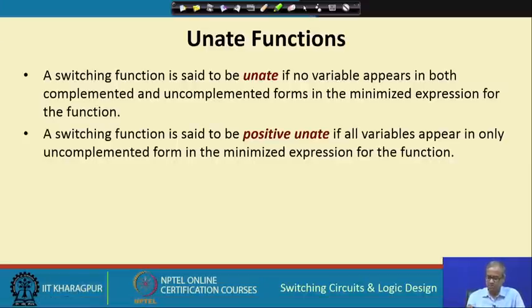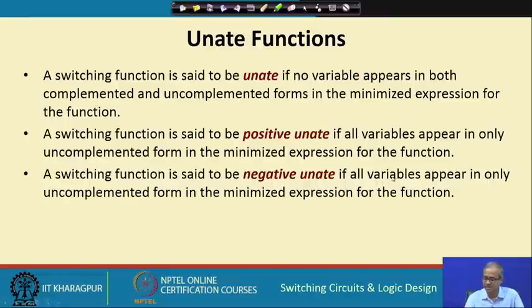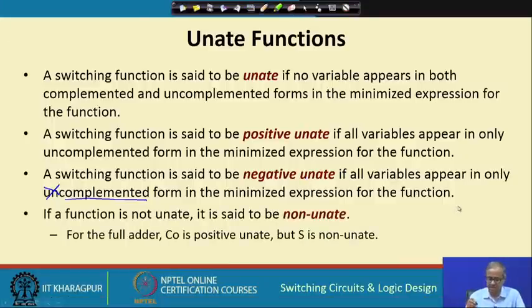There are two special categories of unate function. So, I say a function is called positive unate if all variables appear in only uncomplemented form, there is no complemented literals. Similarly, I can define negative unate if all variables appear in only complemented form, sorry, there is a typographical error, this should be complemented. So, if it appears only in complemented form, then it is called negative unate, right. And if it is not unate, then it is called non-unate.